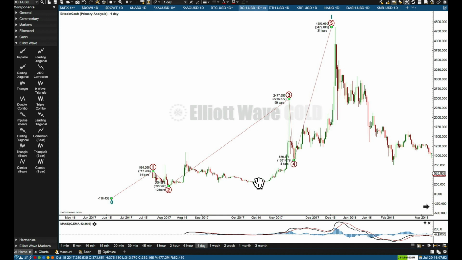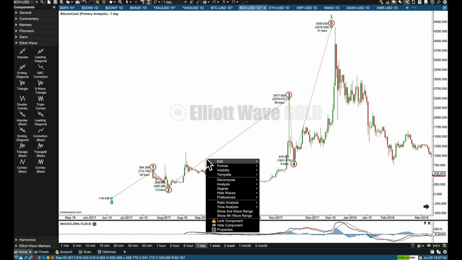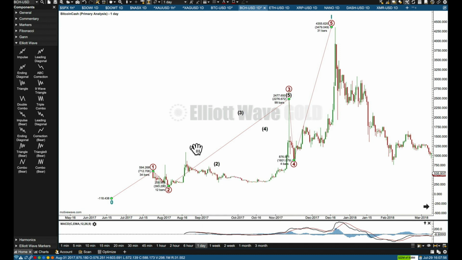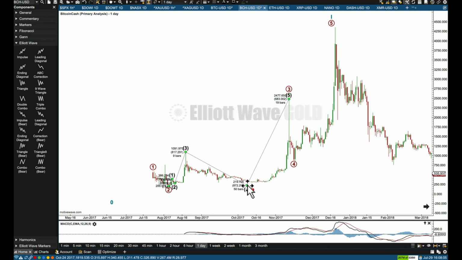Well, I don't know. Does 3 subdivide as an impulse? No. Not even. Because now there's going to be an overlap here. That doesn't work. And I don't want to put primary 3 up here.